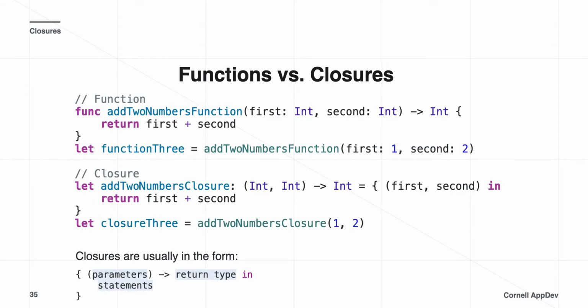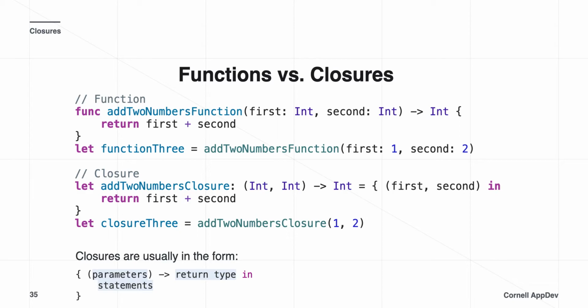So let's say you want to have a function that just adds two numbers. If you write it in function form, you would do func addTwoNumbers. You say the function's name, and then you pass in the parameters, which are first and second, and your return type is an Int, right? And then you just do return first plus second. And when you want to add two numbers, you would just call the addTwoNumbers function and pass in the first and second numbers.